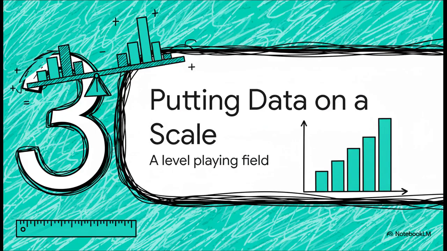Okay, so our data is now squeaky clean. We're done, right? Not so fast. We're now at section 3, and we've got to put our data on a scale. Because even with perfect clean data, we have to create a level playing field for all our different features.